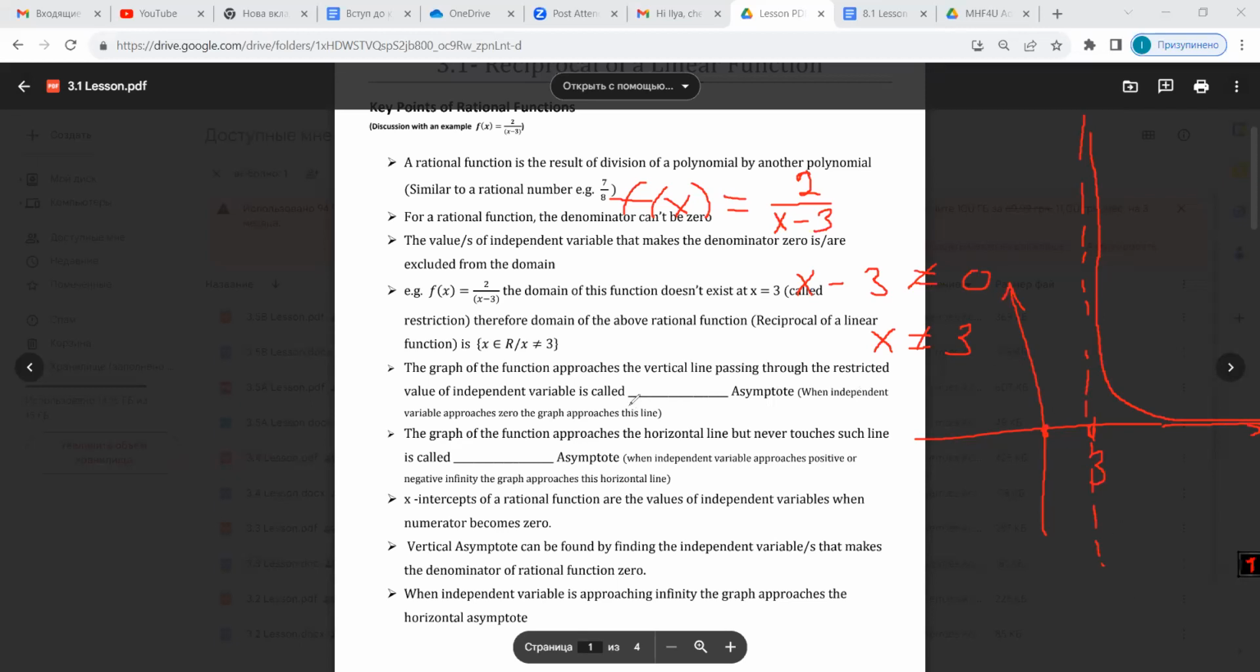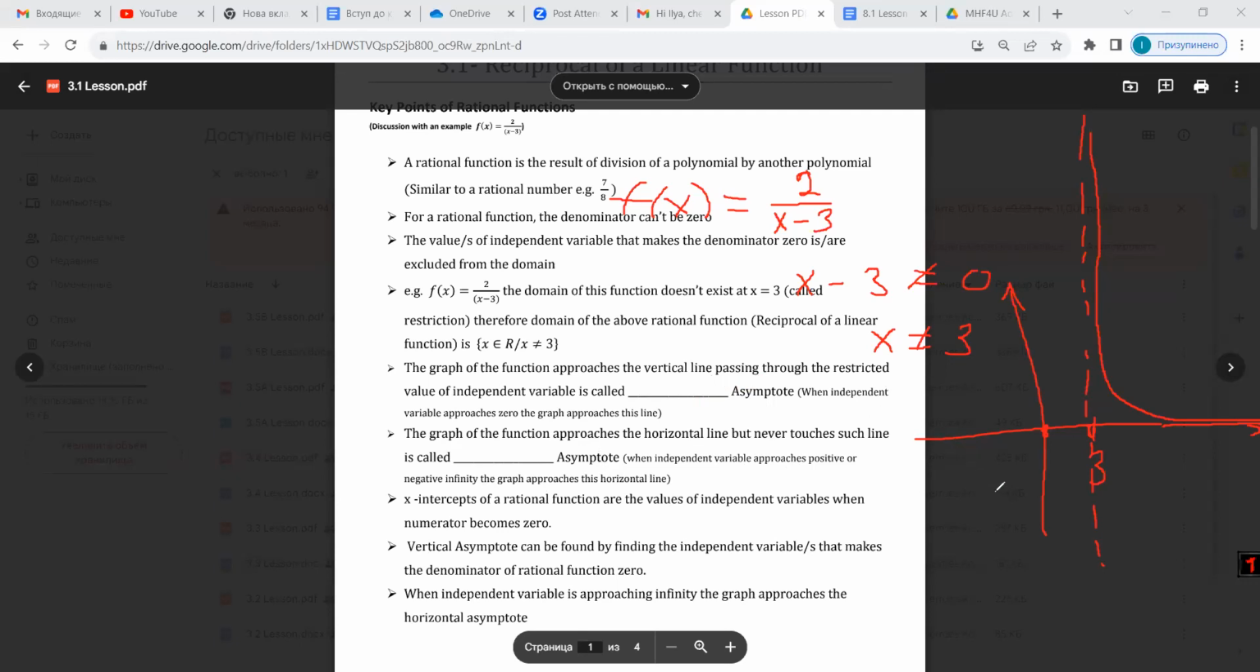So a vertical line that the graph is not touching but approaches is a vertical asymptote. Okay, and the line that is horizontal, which the graph also is not touching, is called a horizontal asymptote. Once more, when the independent variable approaches positive or negative infinity, the graph approaches the horizontal line. What would happen if x travels to negative infinity?